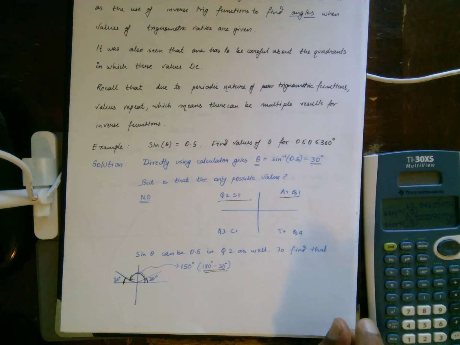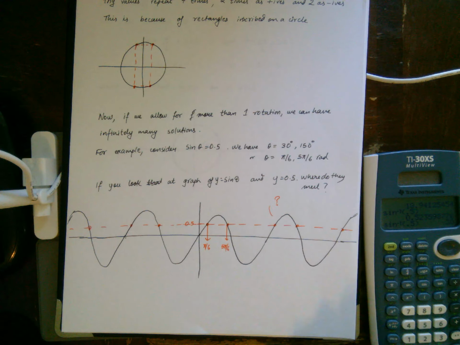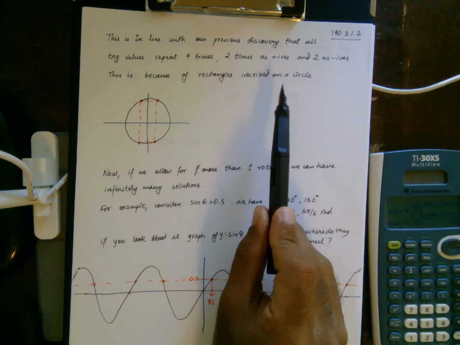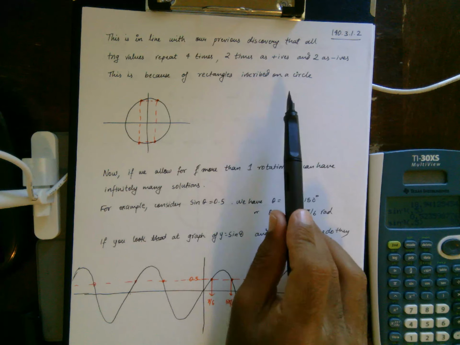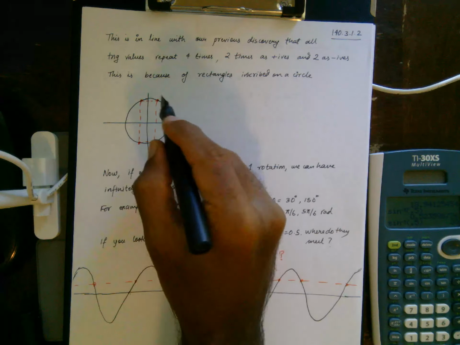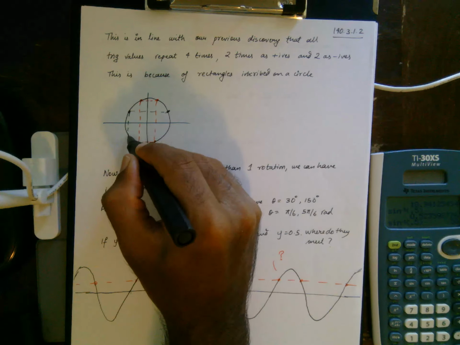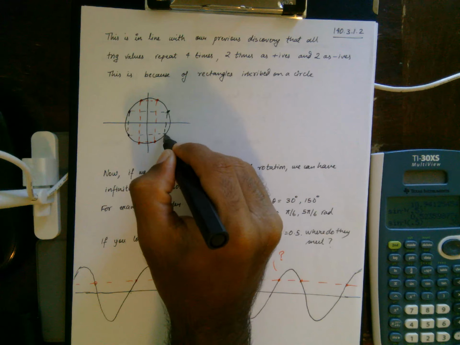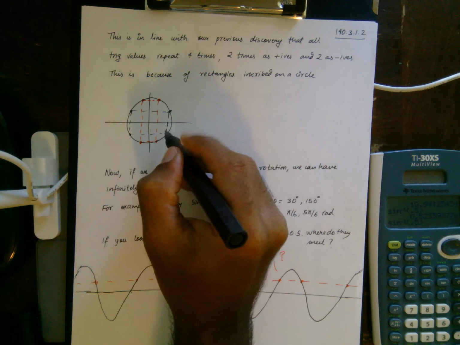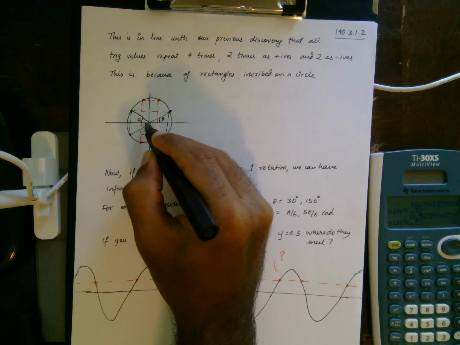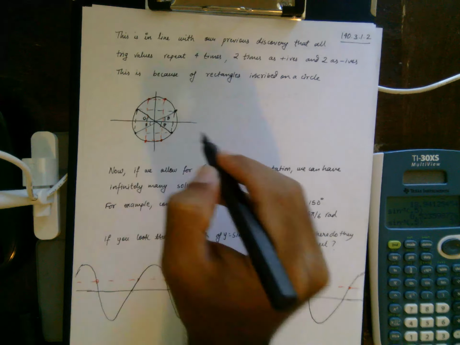So we already find that for a given value we can have two answers in this case, which sort of makes sense because we had this discovery that trig values repeat 4 times, 2 times as the positive versions and 2 times as the negative version. And that's because no matter what point you choose on the circle, you can always have a rectangle which gives you 4 points with the same acute angle, theta, and the same trig ratio, differing only in sign.